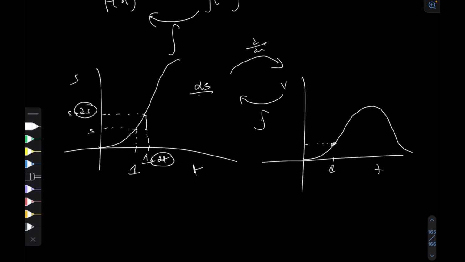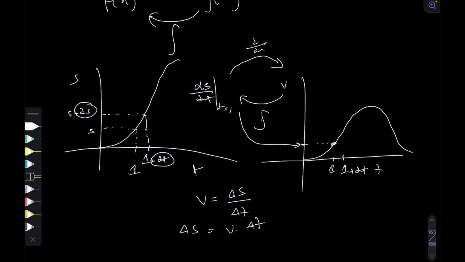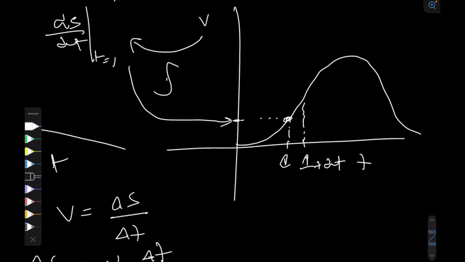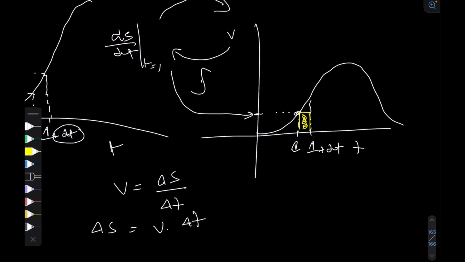So ds/dt when t equals 1 is whatever value this is, it's the value over here. Again, v is change in displacement over change in time, so the change in displacement is v multiplied by the change in time. Let's say I take some small change in time over here, and just remember that this small change in time is in principle a very, very small change. So if I complete my rectangle over here, let's take a look at what this area gives me.